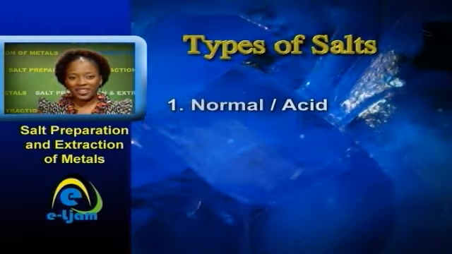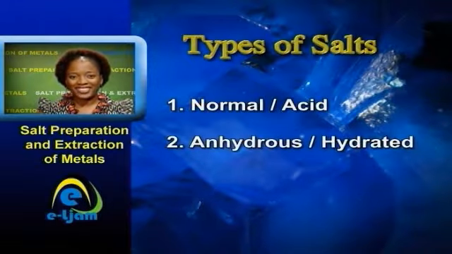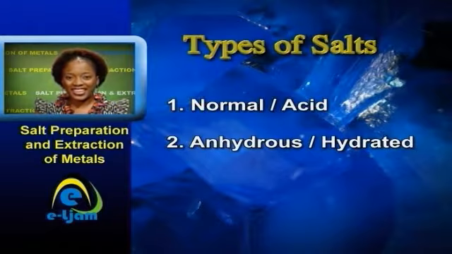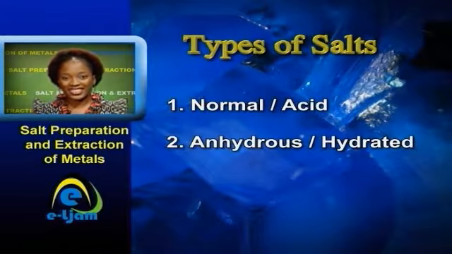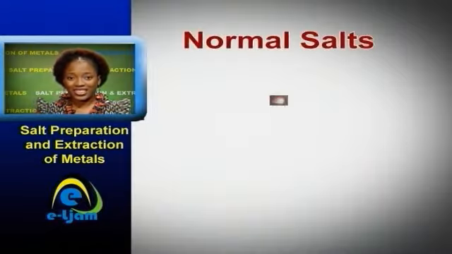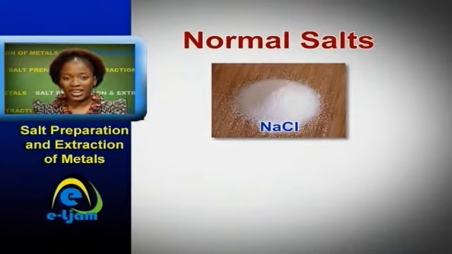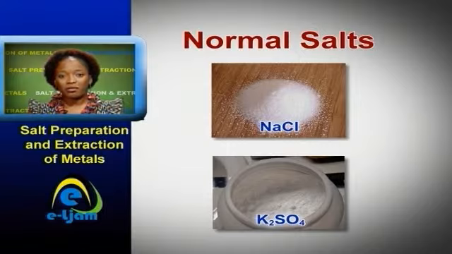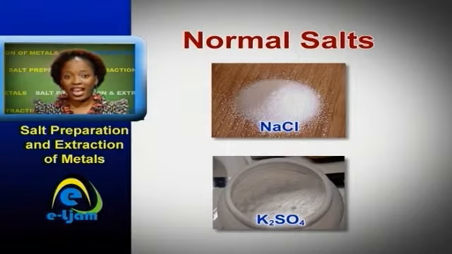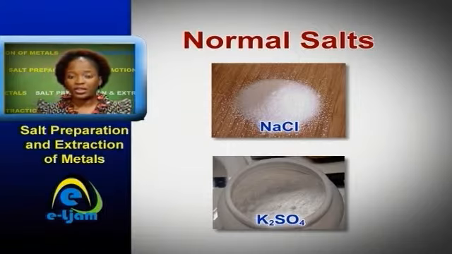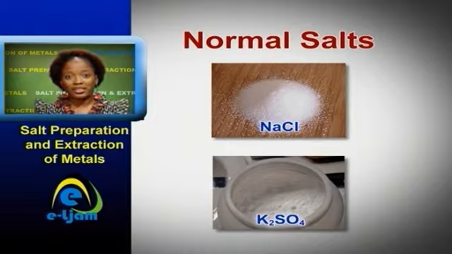Salts can be classified in two different ways. Let's look at these ways. Firstly, as normal salts or acid salts. Normal salts are formed by the complete replacement of the hydrogen ions or protons of an acid. For example, sodium chloride and potassium sulfate are made by the complete replacement of all the hydrogen ions in hydrochloric and sulfuric acid by the sodium and potassium ions respectively.